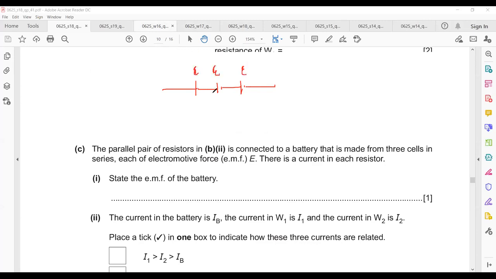What is the total voltage produced by this combination when the cells are connected in series? If I say this is 2 volts, this is 2 and 2, the total voltage will be 6. But if this one is E, E and E, the total voltage will be 3E.